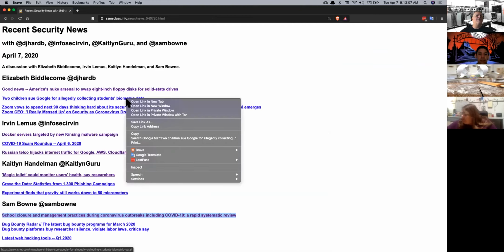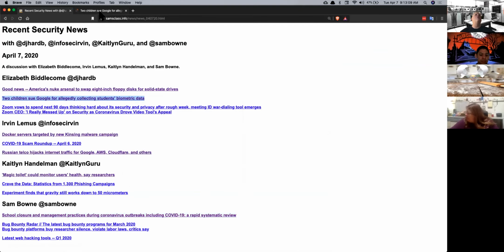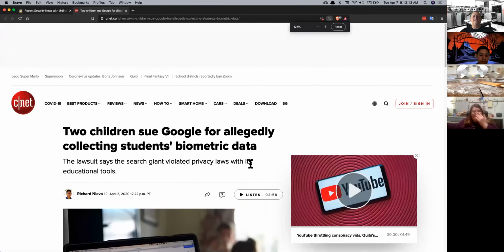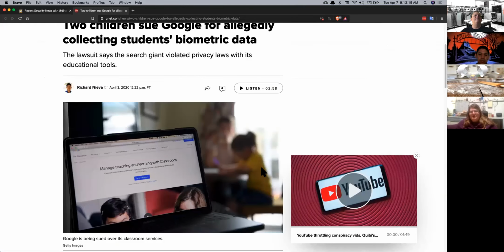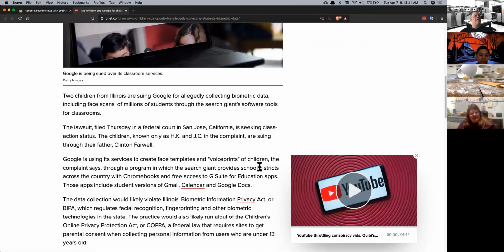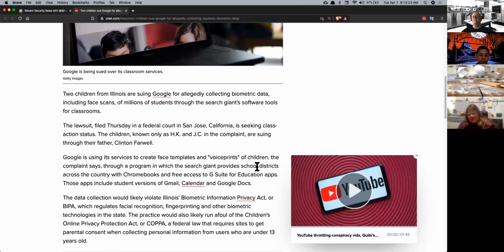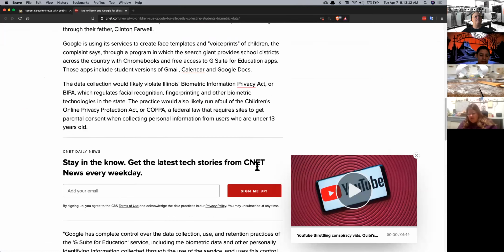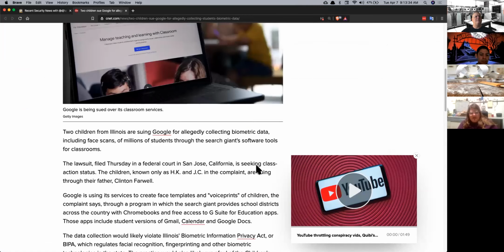Anyway, so students' biometric data. Oh, Google. Oh, yes. So I thought this was pretty interesting. A pair of Illinois school kids are suing Google through their dad. And I think this is kind of interesting. I don't know if it's going to have the desired effect, which is for companies like Google to just stop collecting data. I think that they'll probably just railroad parents into signing permission slips to allow it.